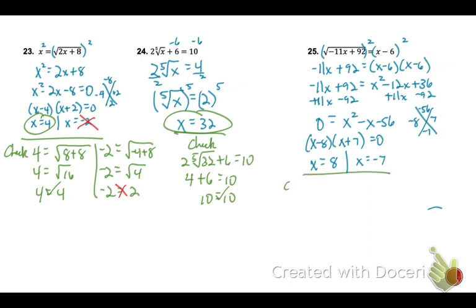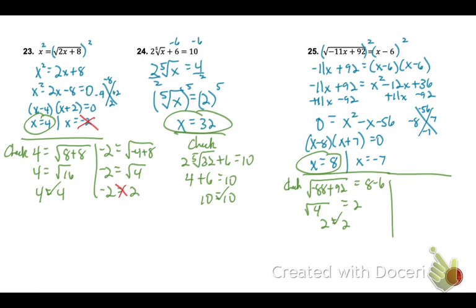Now let's start by checking 8. So we're going to plug it into the original equation into both places for x. So we get the square root of negative 8 plus 92 equals 8 minus 6, or the square root of 4 equaling 2. And that's true because 2 does equal 2.